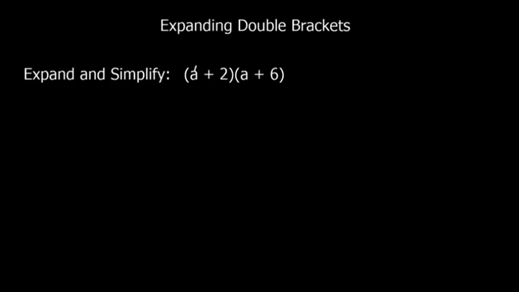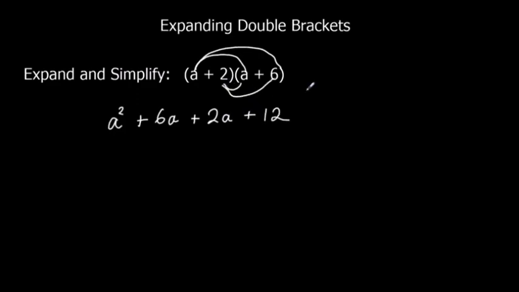So a multiplied by a first, and a times a is a squared. Then I've got a multiplied by 6. A multiplied by 6 is 6a. Then the second term by both the terms in the second bracket as well. So 2 times a, that's 2a. And 2 times 6, that's 12. That's expanded now, so now we can simplify.